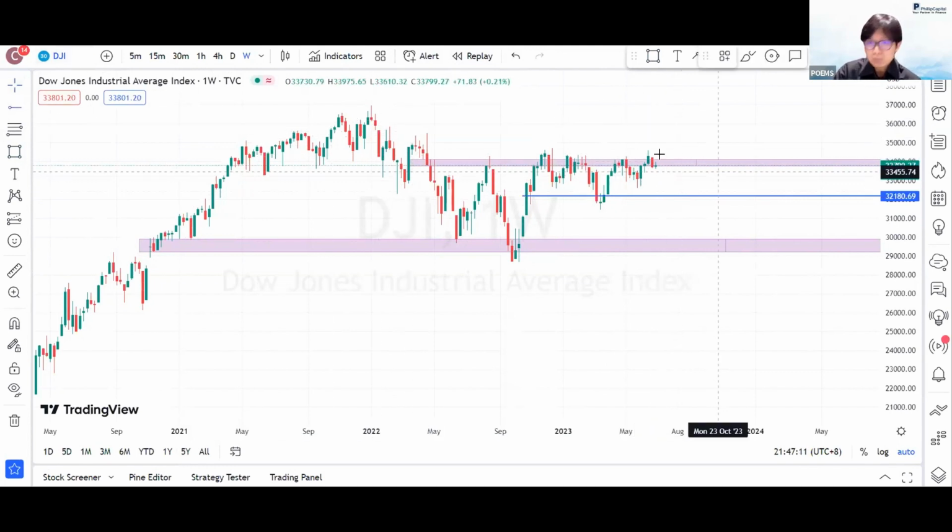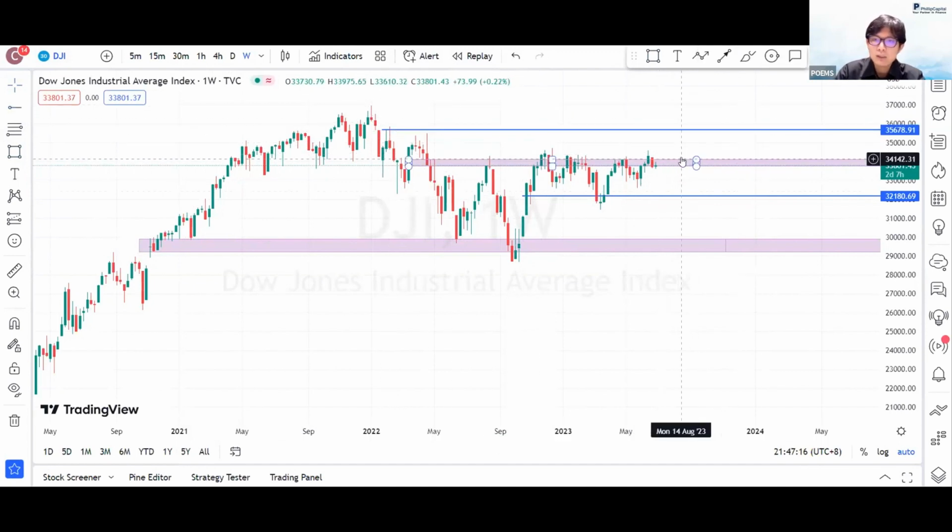Anything higher, if price can close nicely above 34,400, we should be seeing it moving towards 35,600. This is for Dow Jones.